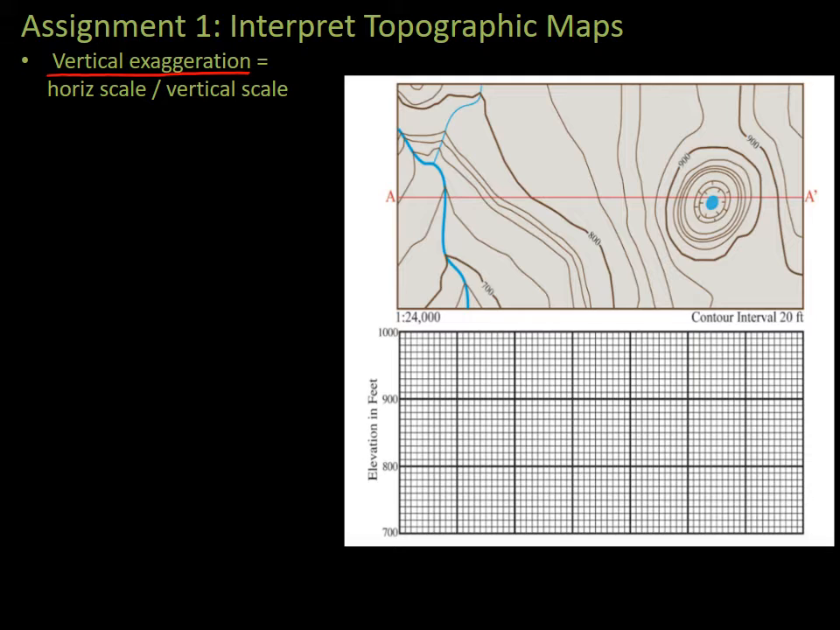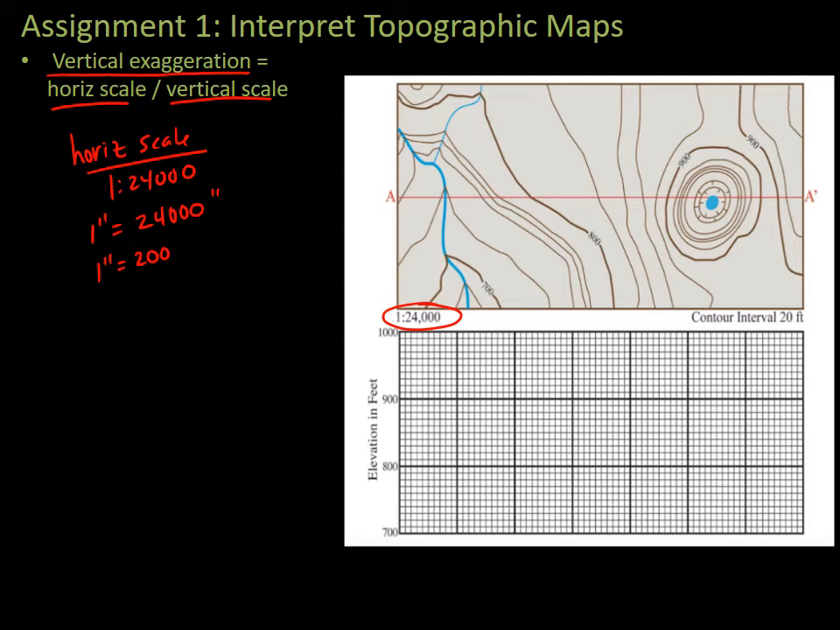And so to do the vertical exaggeration, we need to know the horizontal scale and the vertical scale. So let's figure those things out. So the horizontal scale is given to us, 1 to 24,000. So what that means is that 1 inch on the map is the same as 24,000 inches on the real world, on the real landscape. And since 24,000 inches is the same as 2,000 feet, there's our horizontal scale. 1 inch on the map corresponds to 2,000 feet on the real landscape. So now we need to figure out the vertical scale.